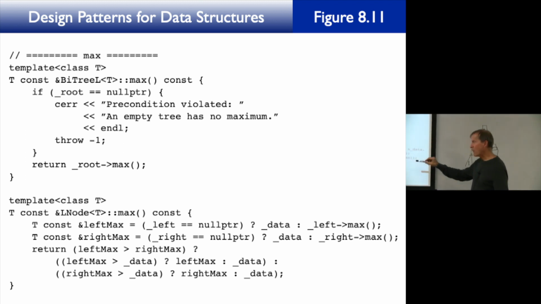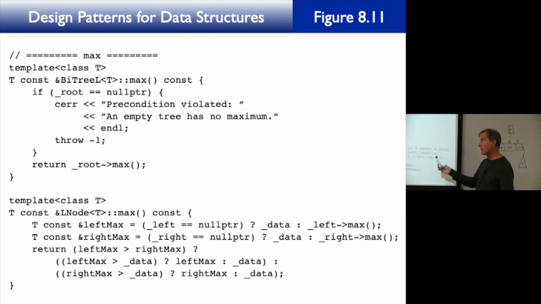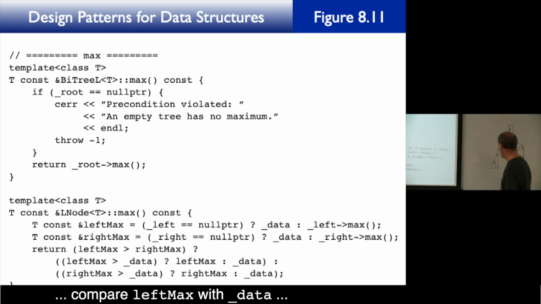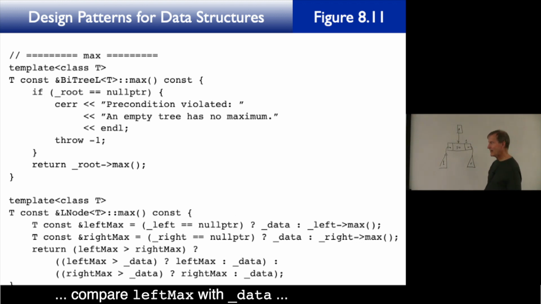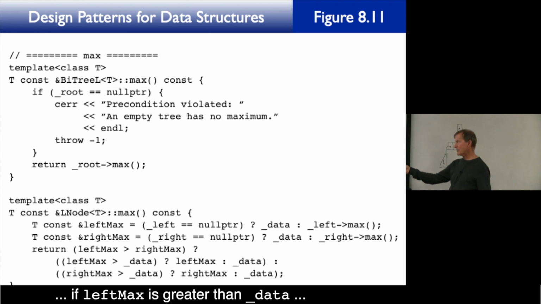And so now let's look at the penultimate line. If left max is bigger than right max, then what do we have to compare? Left max with the temp. All right? And then if left max is greater than data temp, then star left max is what we return. Otherwise, star data temp is what we return.